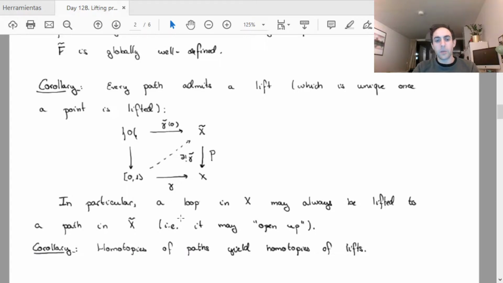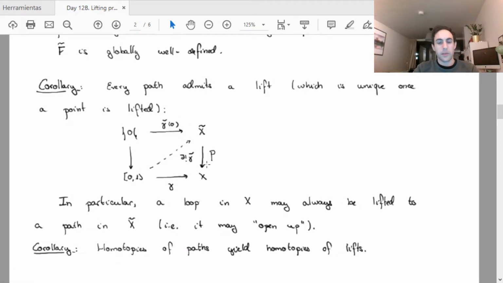An immediate consequence that I point out here is that if I have a loop into X, well, what's a loop? A loop is nothing but a path whose initial and final points agree. As such, I just think of it as a path, and I lift it up, and I will find a lift that is a path, but it may not be a loop. We saw this already in the case of S1: when I lift loops of S1 to R, all of them open up unless they were not turning, unless they were contractible. And essentially, where they end up tells me exactly how much they were looping.